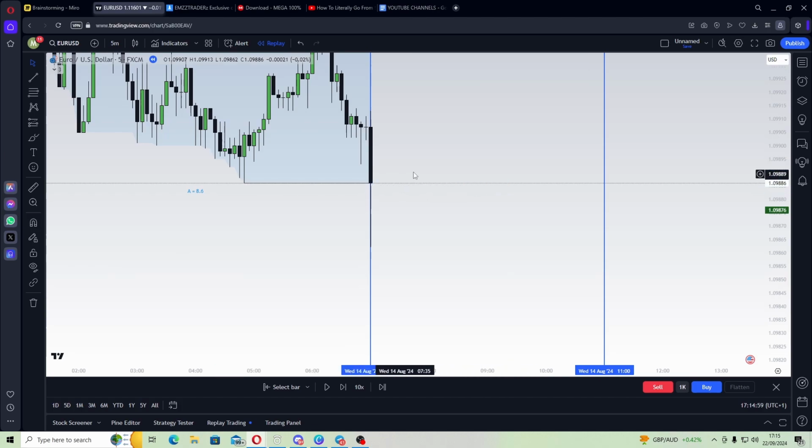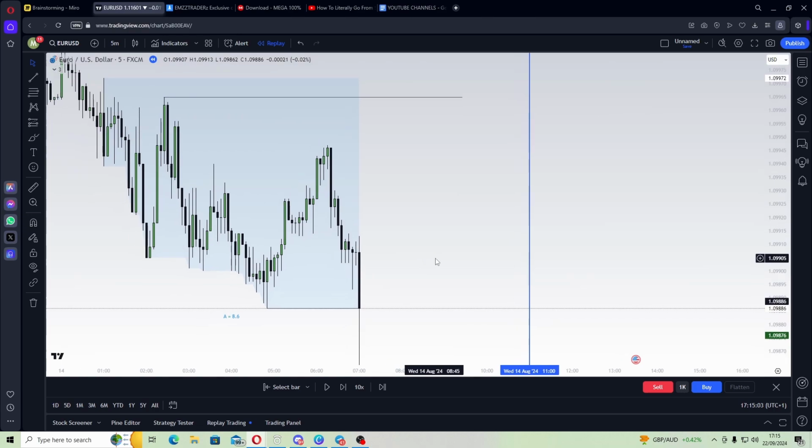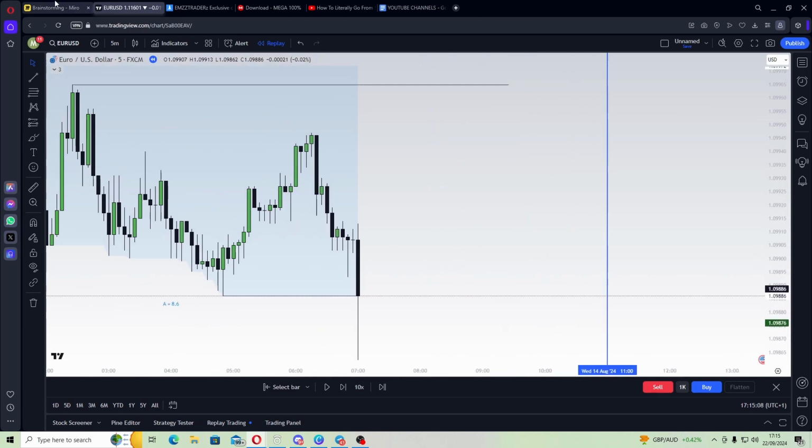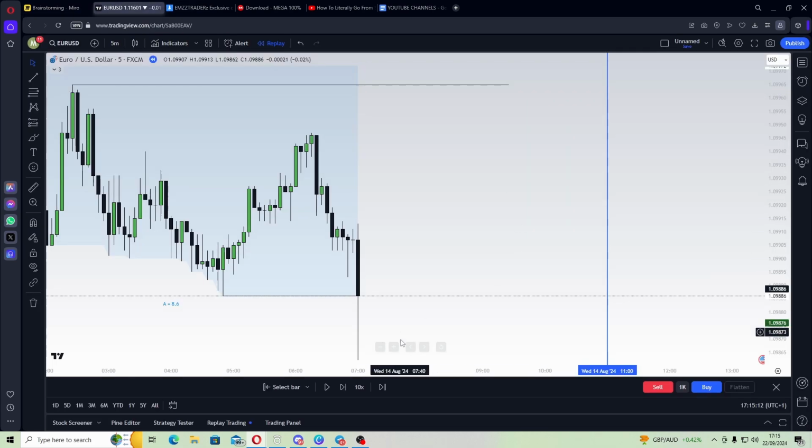So what we're going to do now is just move this over here. The lows have been completely swept, and now what we're looking for is reversal opportunities. So we're looking towards the upside. We're going to be looking to buy. What we're going to be doing is finding a market structure shift with an engulfing candlestick. This is what we need next.